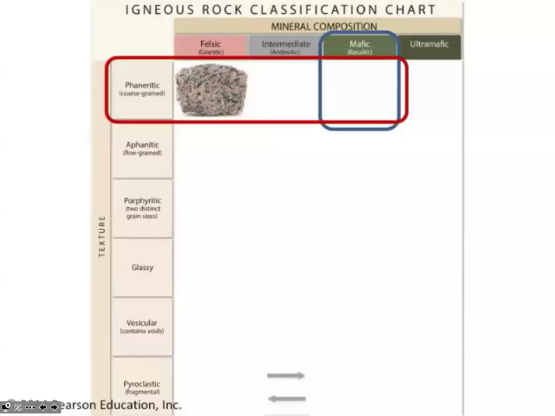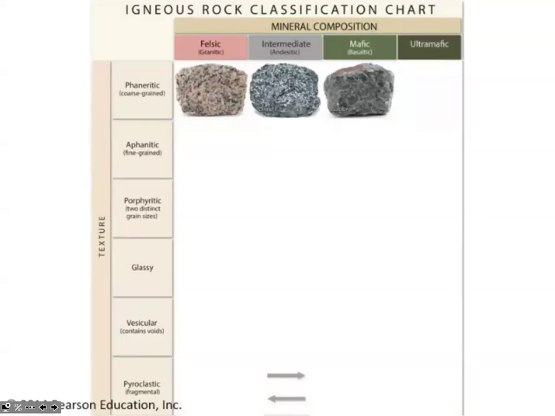On the other hand, let's say we have a mafic composition instead. It's still coarse-grained. That's not going to be a granite. That's a different rock name because it has a different composition. That one's called a gabbro. Similarly, we've got a diorite, and a diorite has an intermediate composition and a coarse-grained texture, or you could have a peridotite, which is ultramafic and has a coarse-grained texture.